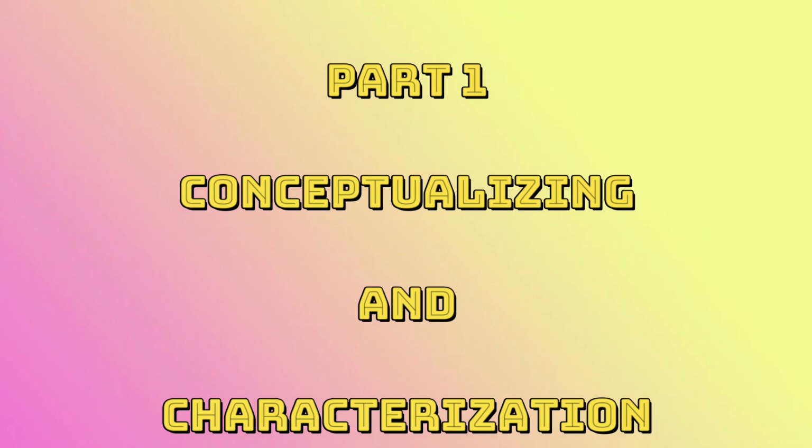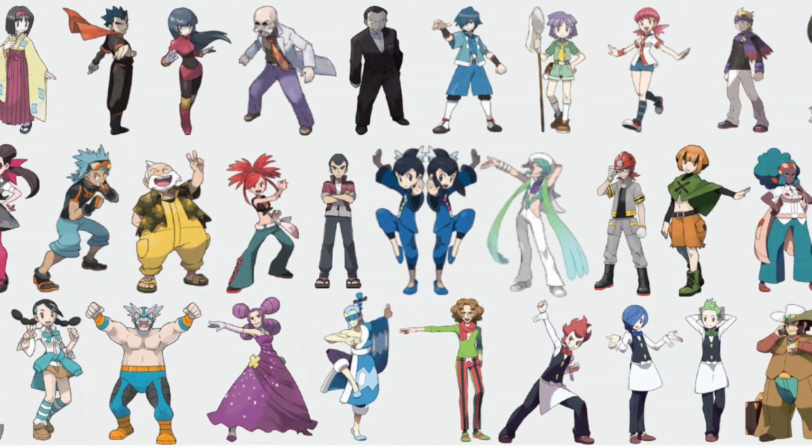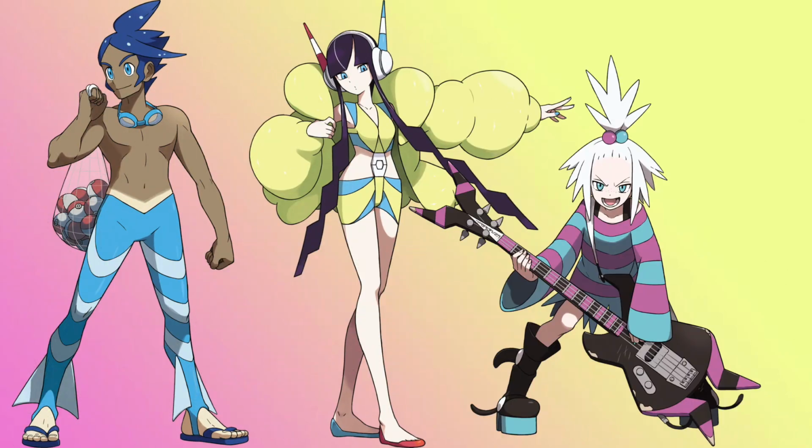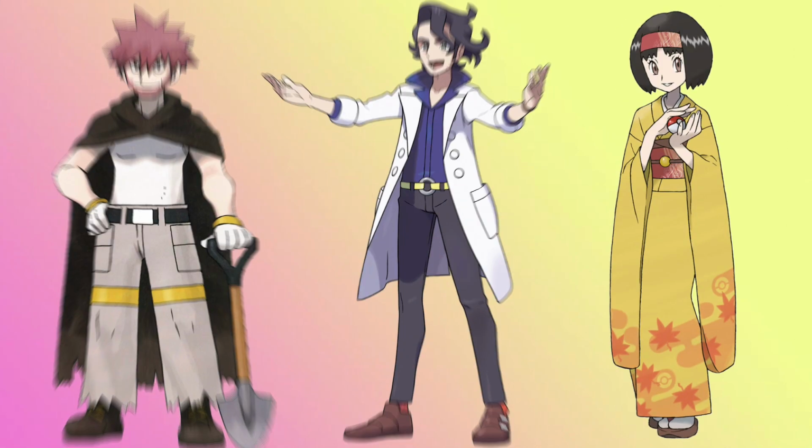Part 1. Conceptualizing and Characterization. When coming up with a trainer design, we must first establish the background of the character. As shown in the official Pokemon artworks, there are no restrictions when choosing what your trainer would be. We have athletes, models, musicians, blue and white collared workers, indigenous or native people, and more.